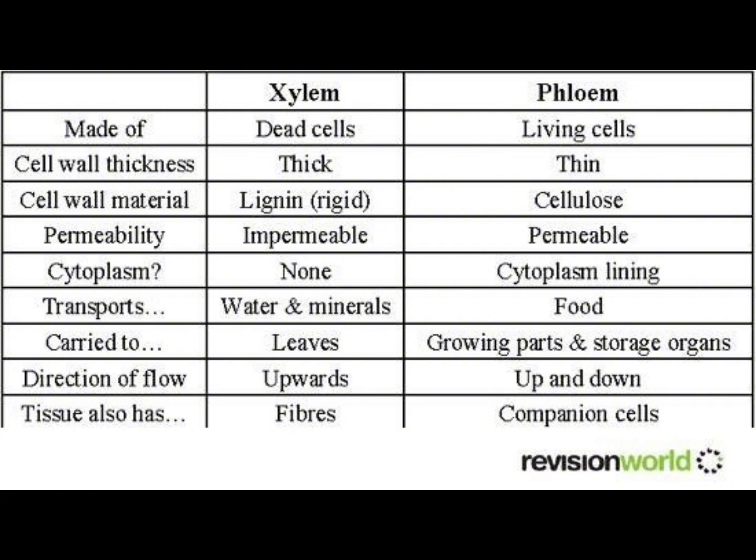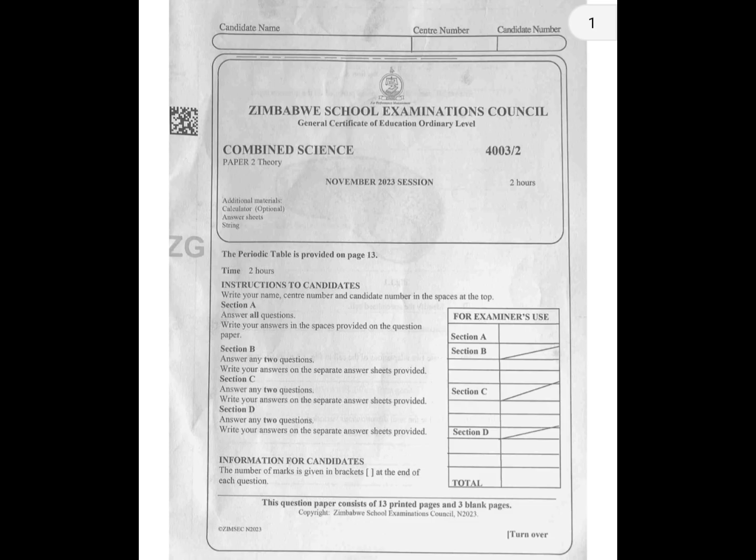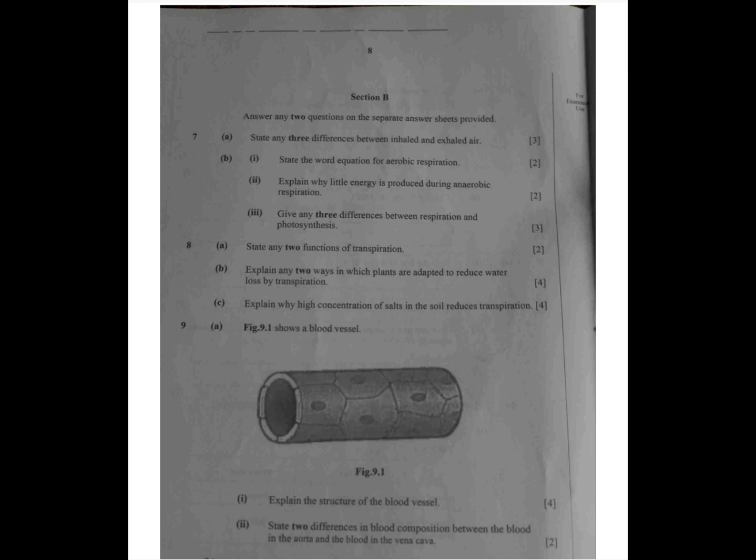And then the tissues: xylem cells have fibers, and then phloem is made of companion cells. So the next topic is transport in humans. You need to know the differences between veins and arteries. This was in November 2023, Combined Science Paper 2. It was on number 9A, part 2. It was saying, state two differences between the blood concentration in aorta and blood in vena cava.